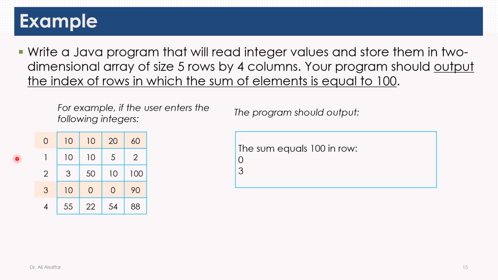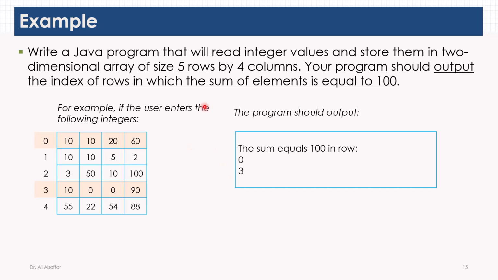Now, if you go to row 1, if you add its elements 10 plus 10 plus 5 plus 2, it's equal to 27, which is not equal to 100. So therefore, 1 is not printed on the screen. For row 3, if you add the elements 10 plus 0 plus 0 plus 90, it's equal to 100. So therefore, 3 is printed on the output screen as the row number. So the output will print only those rows that have the sum of their elements equal to 100.